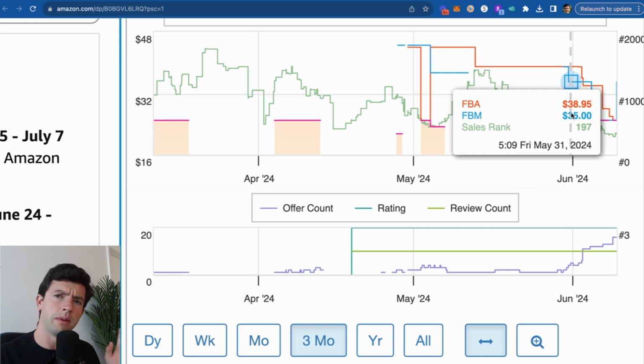So it's not necessarily that something has too much competition. It's just when the competition's shooting up, it's probably going to drive the price down. If the competition's stable, the price is probably going to be stable, and the Keepa chart's going to show you that.